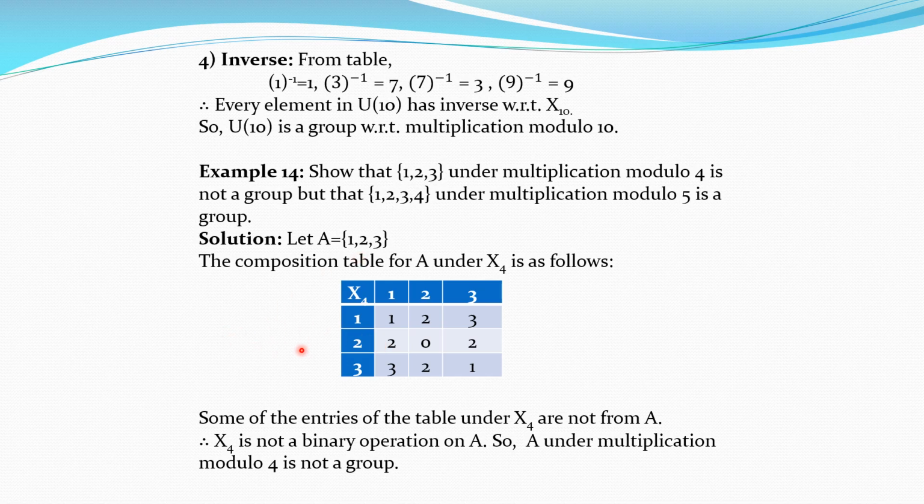So here 2 into 2 is 4. But 4 modulo 4 means after dividing 4 by 4 we get 0 as the remainder. So 2 into 2 is 0. But 0 is not present in the set 1, 2, 3. So the binary operation property is not satisfied here. Hence we are not checking the remaining properties of a group as the first property fails. Hence A is not a group under multiplication modulo 4.